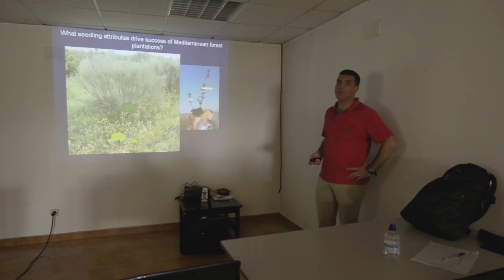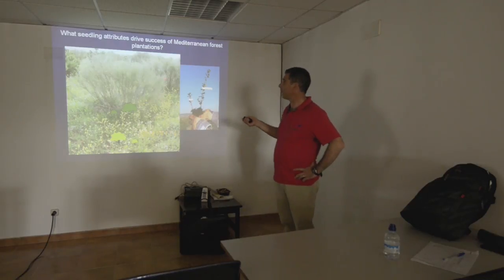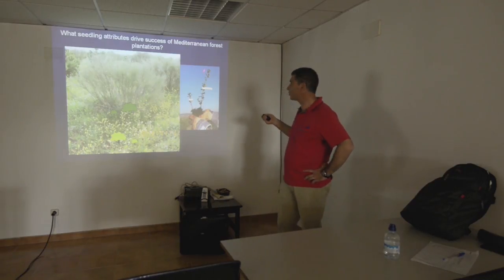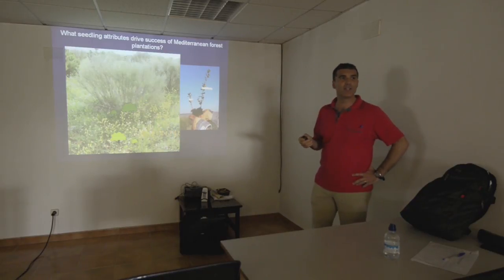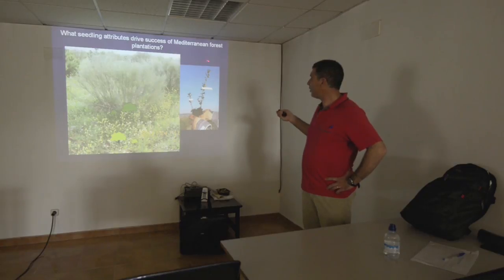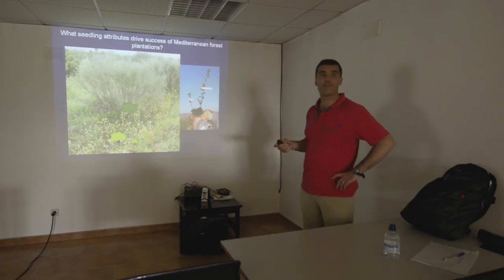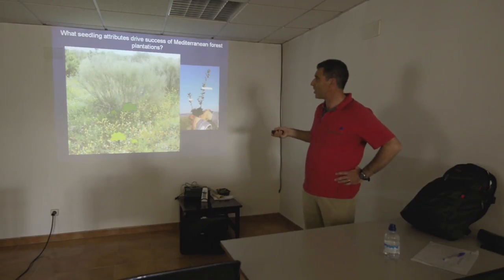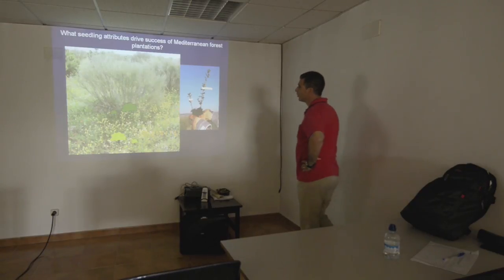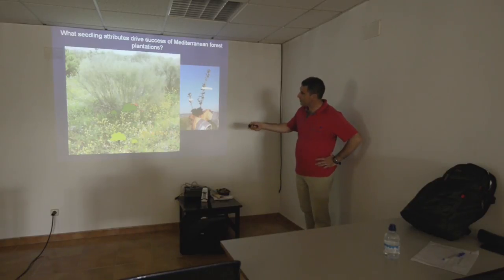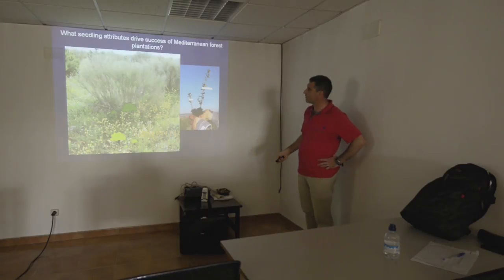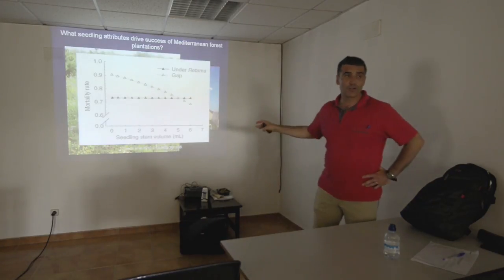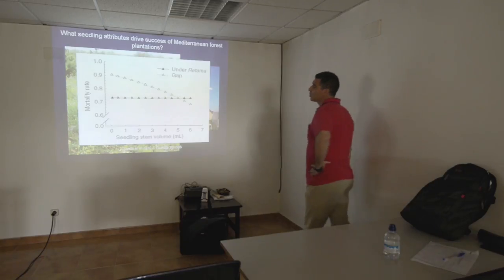This is an experiment where we wanted to test the effect of shrub on the survival of holm oak seedlings. And what we did here is to test if the survival of holm oak seedlings that differ significantly in size would differ under the shrub or in the gaps. So we wanted to test if there was interaction between the microsite and the characteristic of the plants we introduced. Okay. So this represents the large seedlings and this represents the small seedlings. Okay. I want to focus on the results of the seedling size.